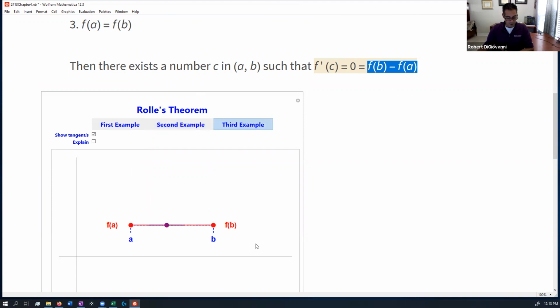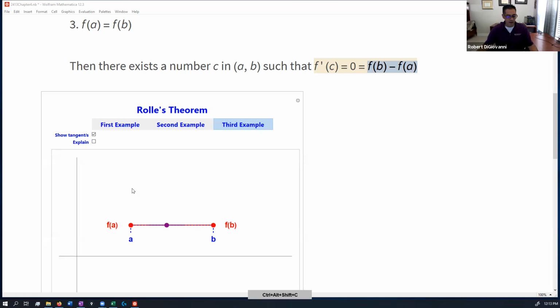Here's another example. This is just a straight line. And you can see here that if I look at this, the slope of the line connecting these two points is 0. But if I go to any point on this curve, the slope of the tangent line is 0. Rolle's theorem tells us there's at least one. Here, there's infinitely many, but Rolle's theorem at least guarantees one of them, or one point. Okay, that's Rolle's theorem. Most students are okay with that visually.